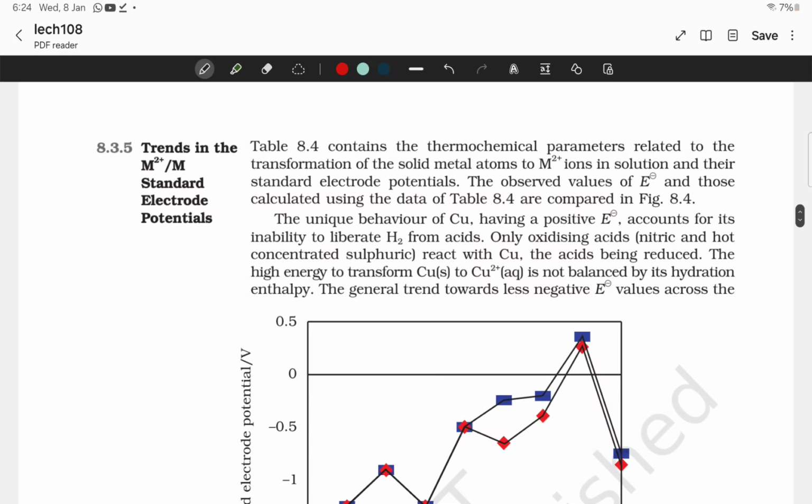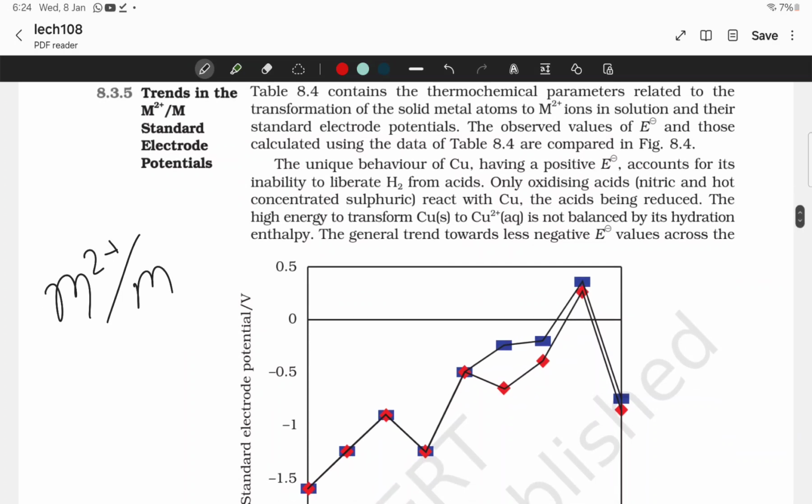Okay, this is important. Trends in the M2+/M standard electrode potential, that is, reduction potential from M2+ to M. You know that positive reduction potential means reduction is preferred. Negative reduction potential means oxidation is preferred. Understand, only copper has positive reduction potential.